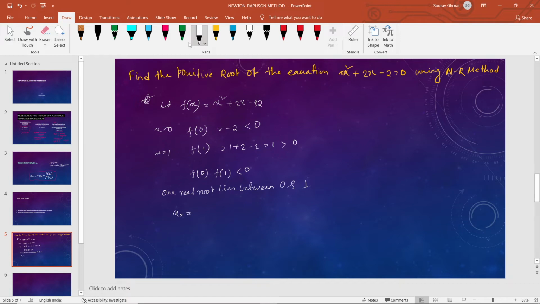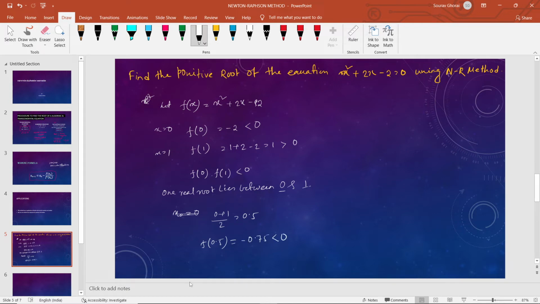So initial approximation, that is, we start from here, that x0 is 0. But here it is not defined from where we have to take the initial value. So here we will just use one formula, that is, we will try to find the midpoint. What is the midpoint? That is (0 + 1)/2, that is 0.5. And if we check the value f(0.5), what we get is minus 0.75.